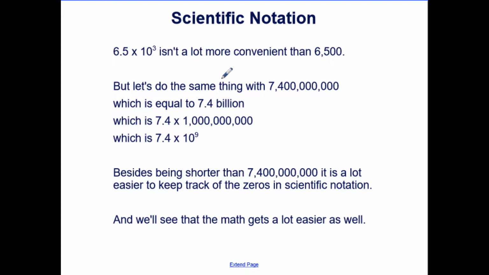But let's do the same thing now with 7,400,000,000. That's equal to 7.4 billion, which is equal to 7.4 times 1 billion, if we write out billion as a number, and also equal to 7.4 times 10 to the ninth if we write out 1 billion using our base of 10. So besides being shorter than 7,400,000,000, it is a lot easier to keep track of the zeros in scientific notation. We'll see that the math gets a lot easier as well.